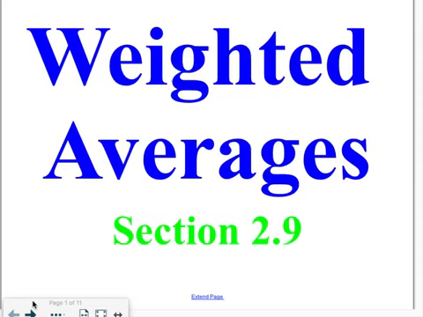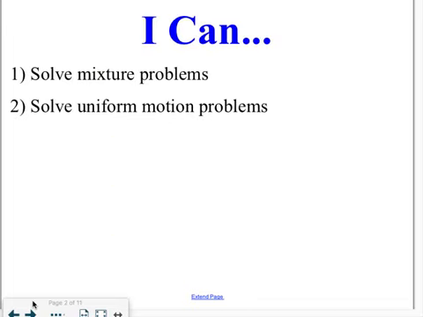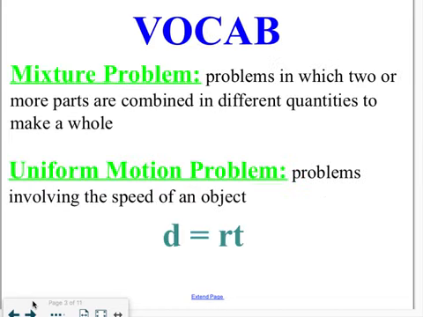Hello class, today we are going to discuss section 2.9, which is all about weighted averages. At the end of today's lesson, you will be able to solve mixture problems and you will be able to solve uniform motion problems.